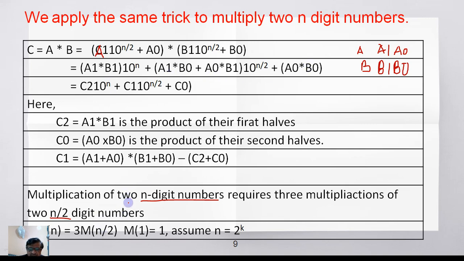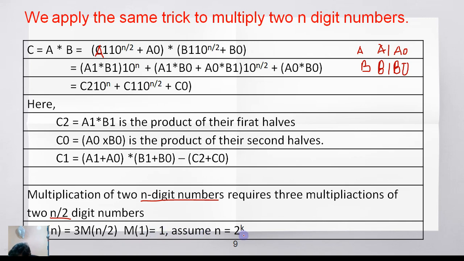Okay, reduced version, right? So therefore we can develop a recursive relation something like this: m of n equal to 3 times m of n by 2. Okay, right? The number of multiplications involved for n-digited numbers equal to 3 multiplications of n by 2 digited numbers, and m of 1 equal to 1. If there are 1-digited numbers, number of multiplications equal to 1 only.